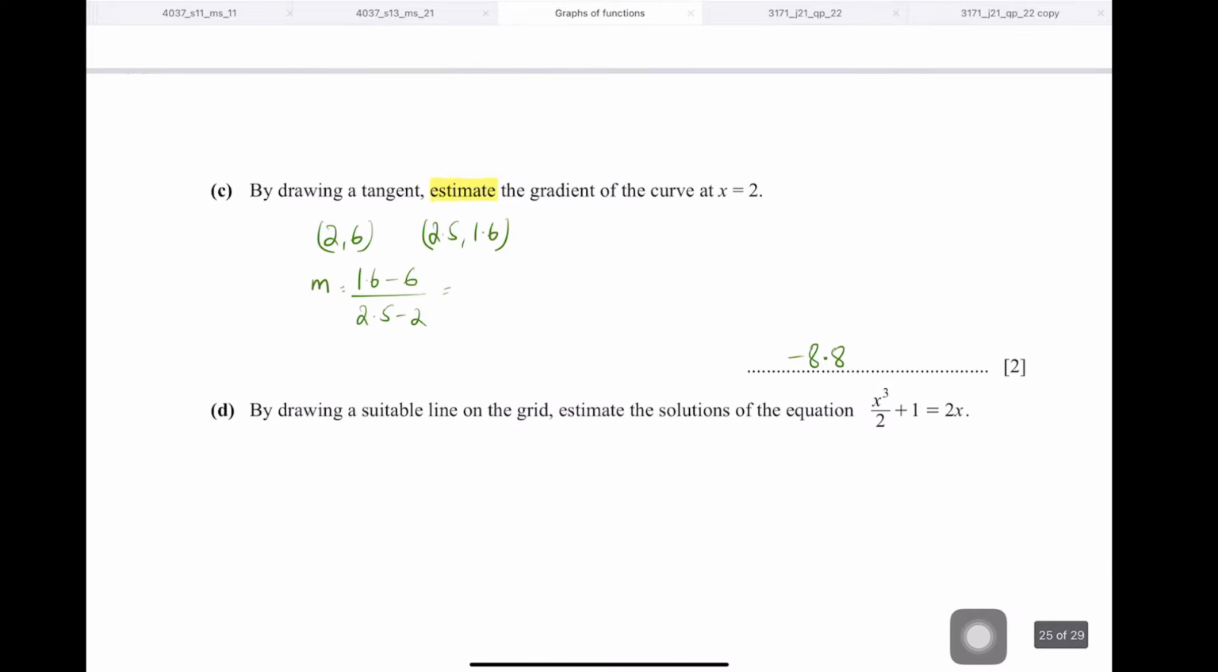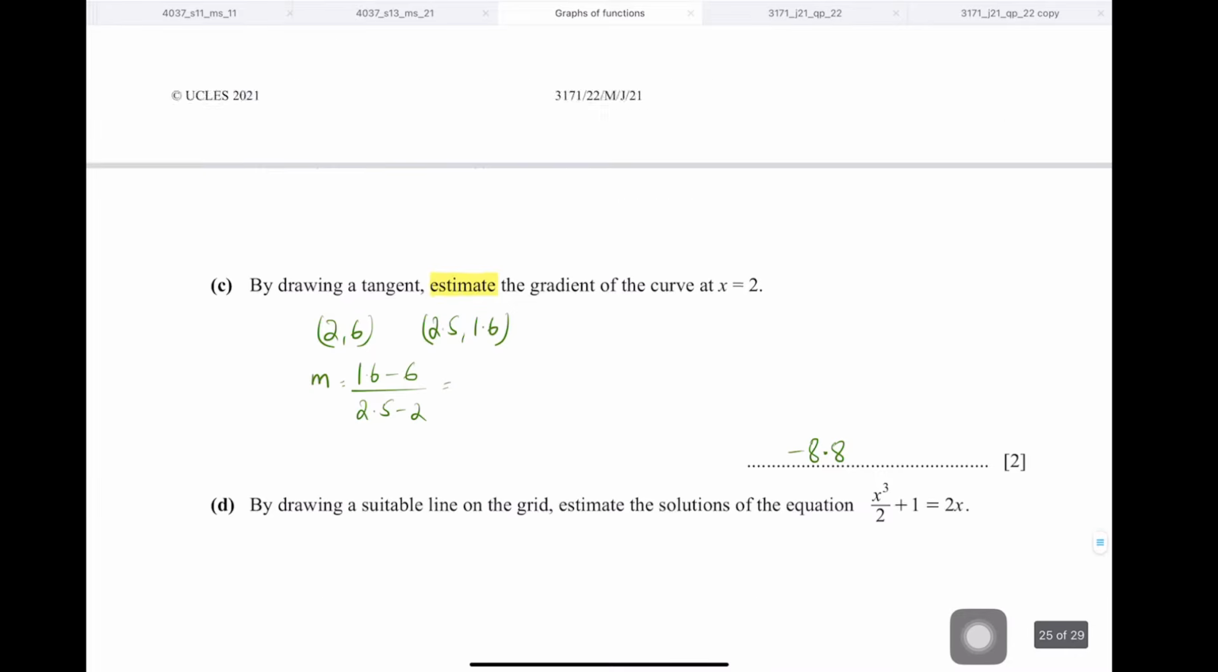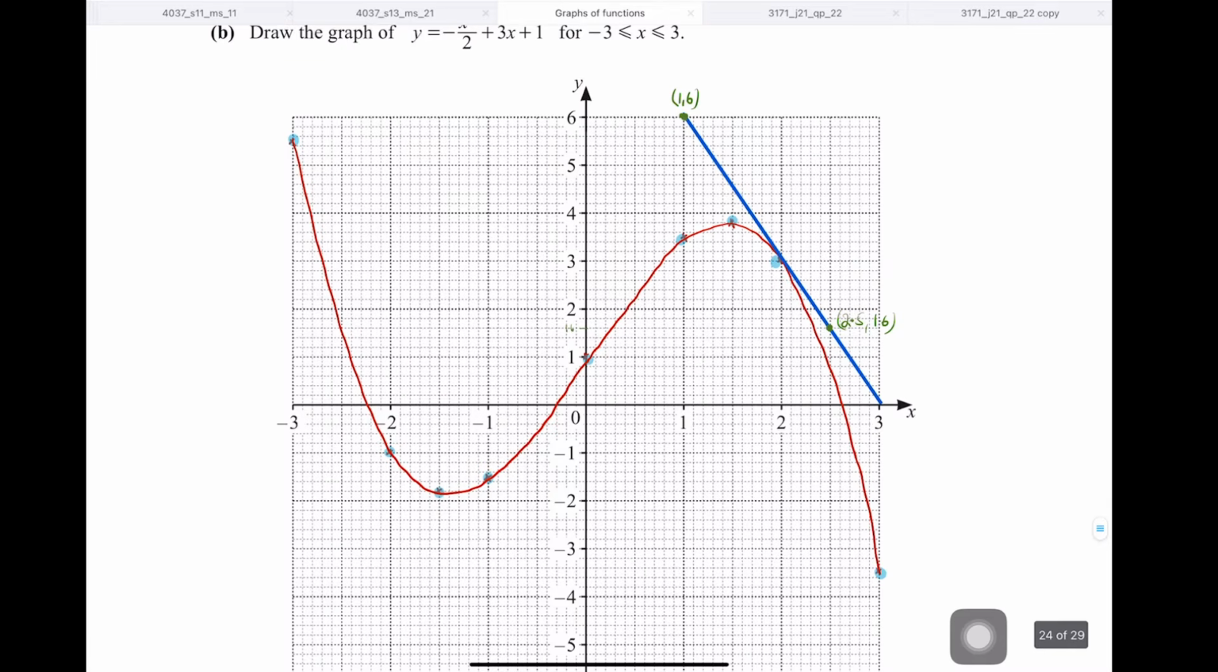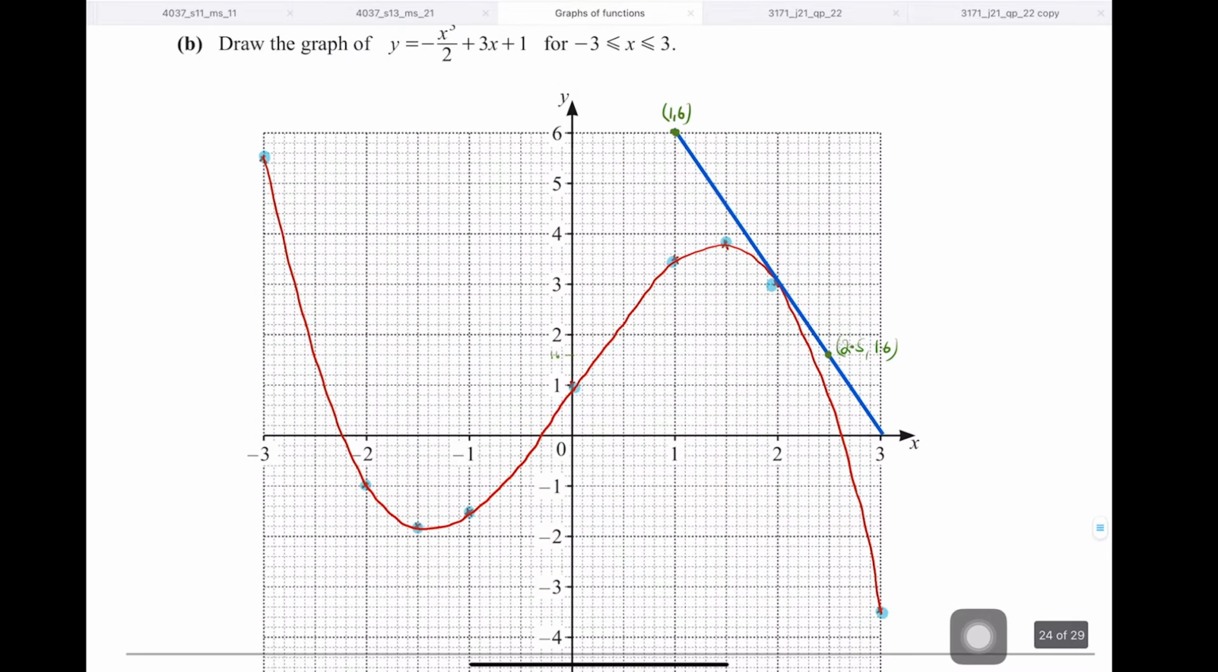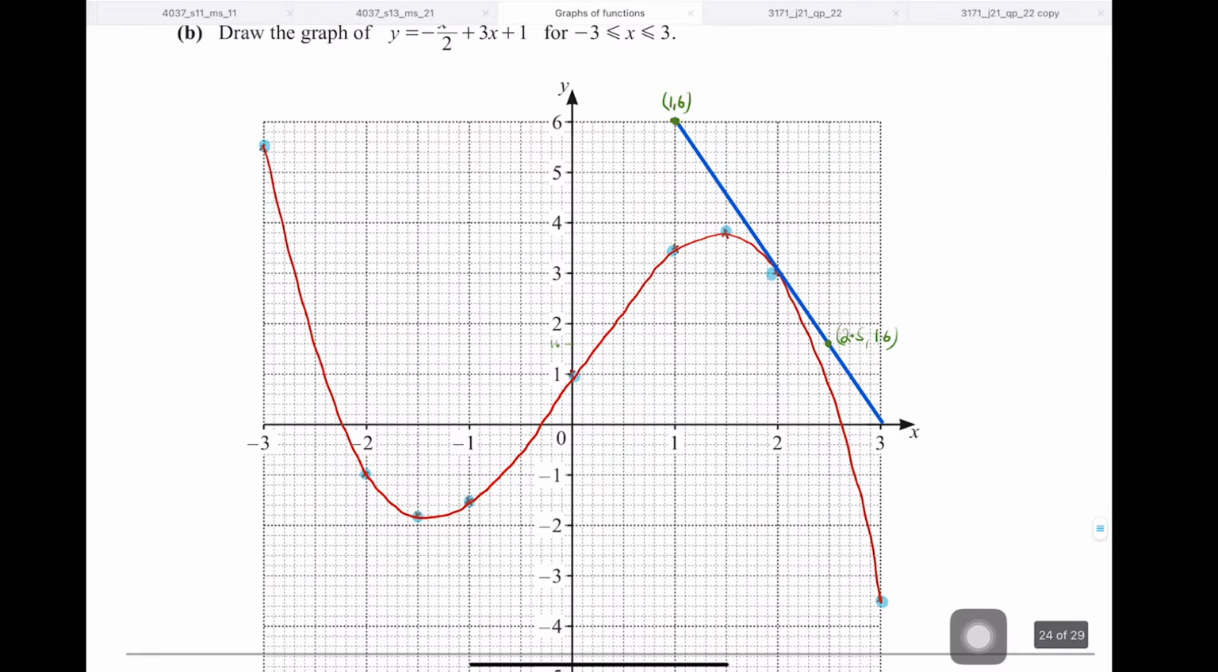Isn't the point 1 comma 6 you wrote 2 comma 6? Let me check. No, it's not. Dekho? It's 1 comma 6. It's not 2 comma 6. And then it's 2.5 comma 1.6.